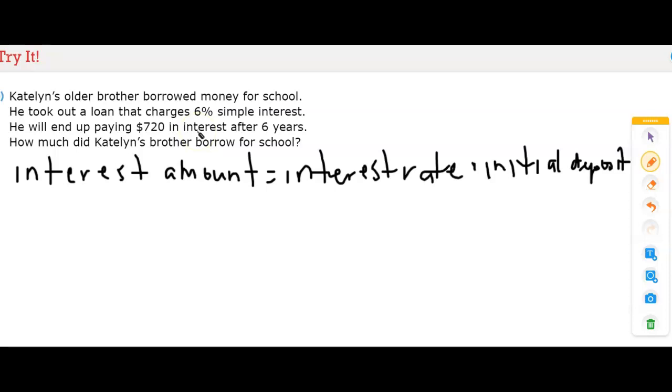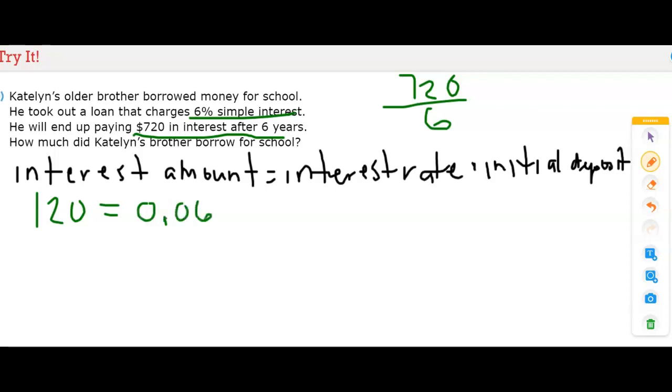All right, so we have our interest amount at, let's see, $720 interest after 6 years. So our interest amount over the time of 6 years, we want to know for 1 year. So we have the interest amount 720, divide that by 6 years. 720 divided by 6 is going to give us 120. So our interest amount would be $120. Our interest rate we have at 6% simple interest. So that represented as a decimal is 0.06. And that's times our initial deposit, which we do not know yet.